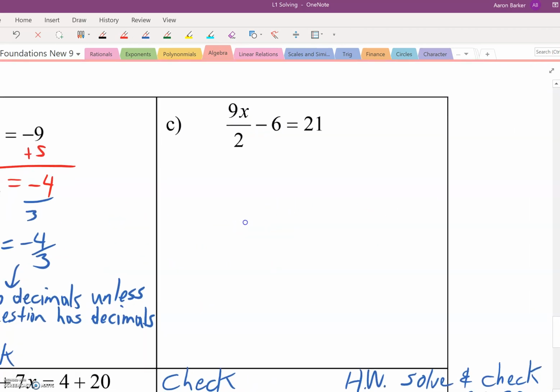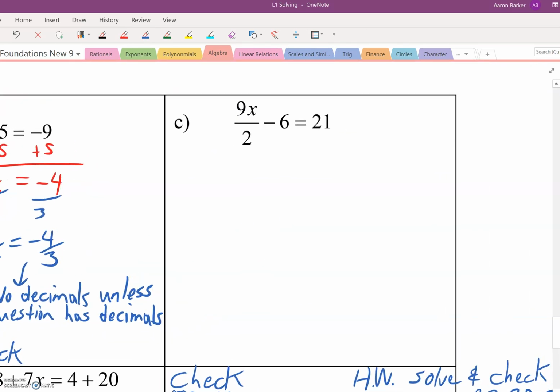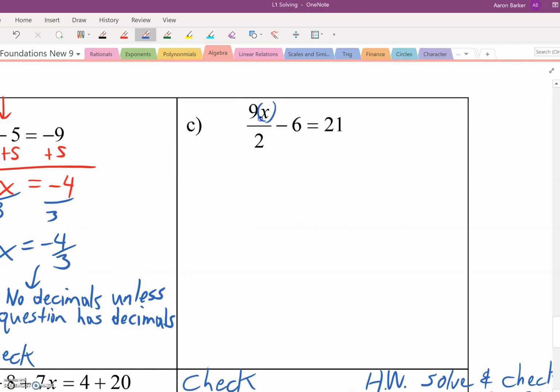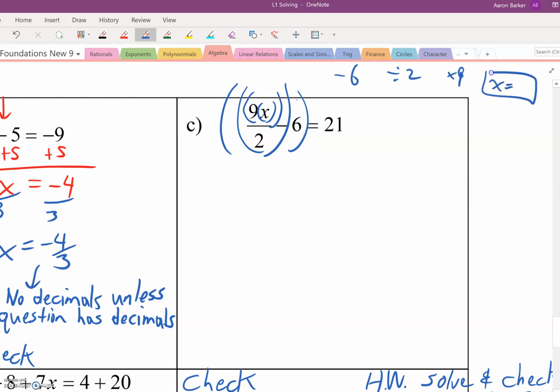C is pretty challenging. You're not going to see a lot of questions like that. So here's your onion. There's the first layer. There's the second layer, and then the final layer is the -6 part. So we have to peel apart those layers. We have to get rid of the -6, then the divide by 2, then the times by 9. Once we get rid of those three pieces, we'll have x equals by itself. And that's what we want. So we have to get rid of those three layers in that order.